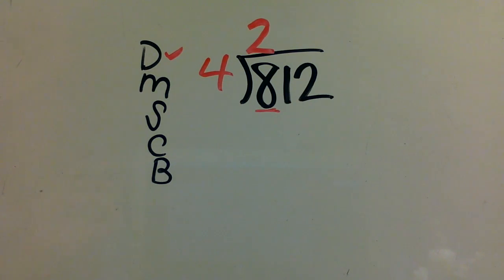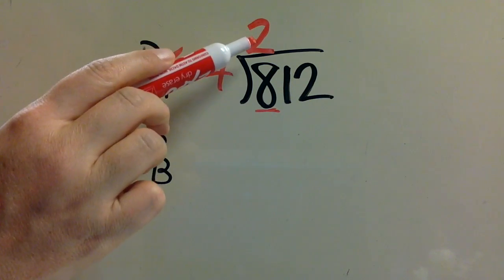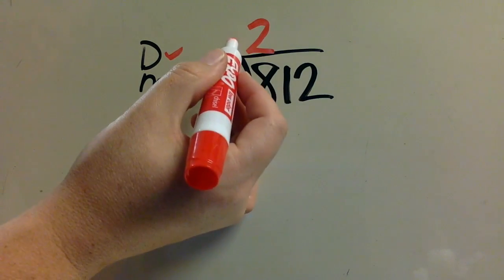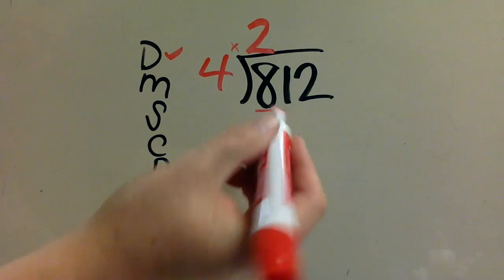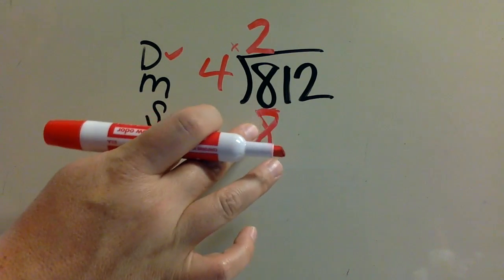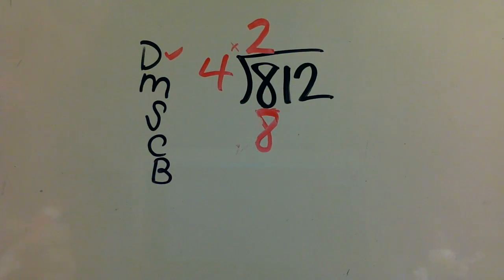All right, next step tells me to multiply. You just put this 2 up here. You have to do something with it. In this case, we're going to do 4 times 2. Put our answer right here, equals 8. Ooh, getting a step ahead of myself.